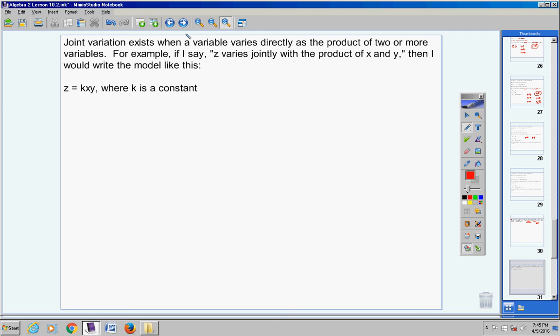Okay, so this would be an example of Z varying jointly with the product of X and Y. What is your K? Your K is negative 5. Your constant of variation is negative 5. Got it? So, before I put anything else up here, let's go over this again. If I say direct variation, what do you think of? That. If I say inverse variation, what do you think of? That. If I say joint variation, you think of this.